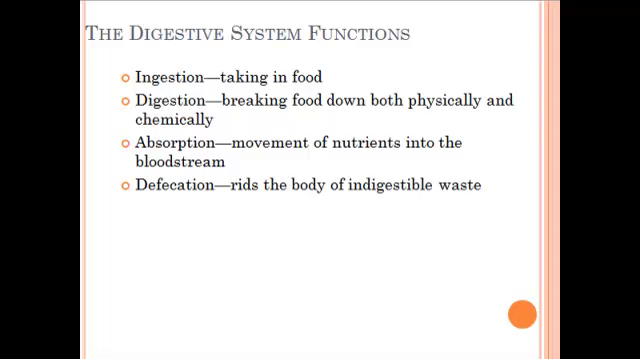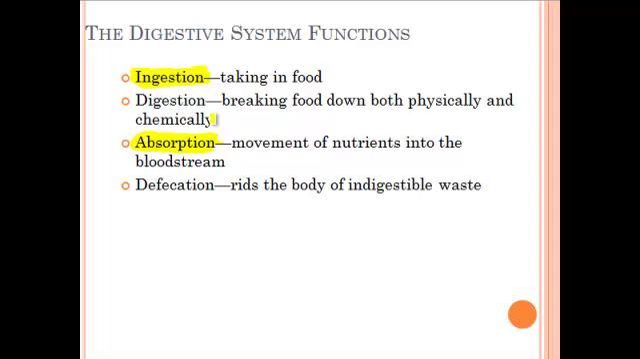First of all, the digestive system takes in food from the outside environment, and we call this ingestion. The next thing that happens is the actual digesting of the food. Once we take that food in, we have to break it down into smaller pieces, because eventually we're going to want to absorb that food into our body so that we can use it. The smaller the pieces, the easier it is to absorb.